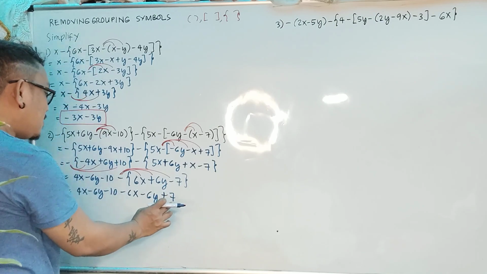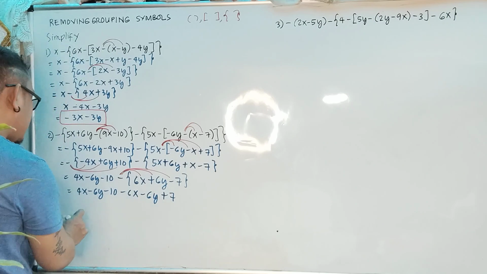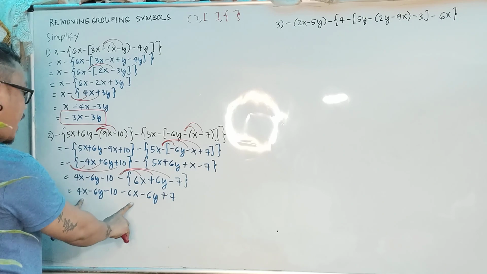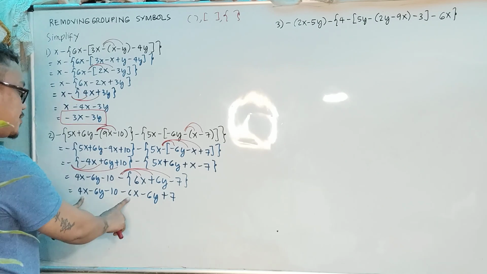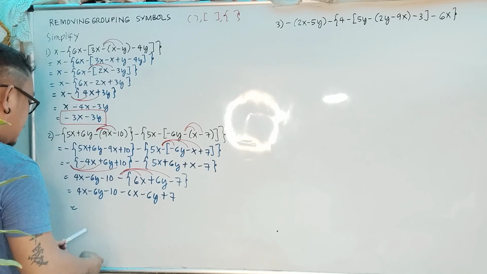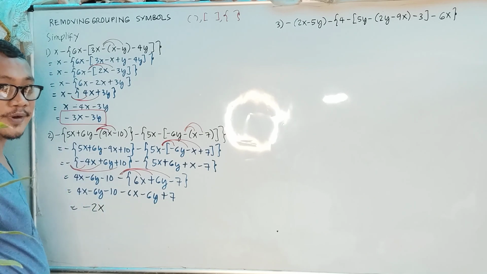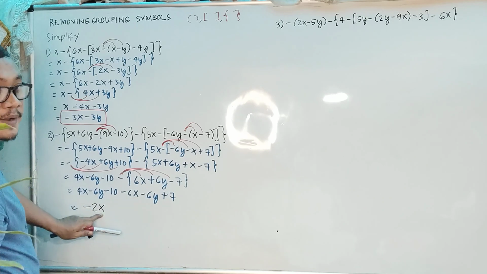Okay? So, here, we combine as our final answer. Let's simplify this. So, you have here, we can combine 4x and minus 6x, they are like terms. So, 4 minus 6, you have negative 2, copy the variable x. Correct? 4 minus 6 is negative 2. You just copy the variable x.